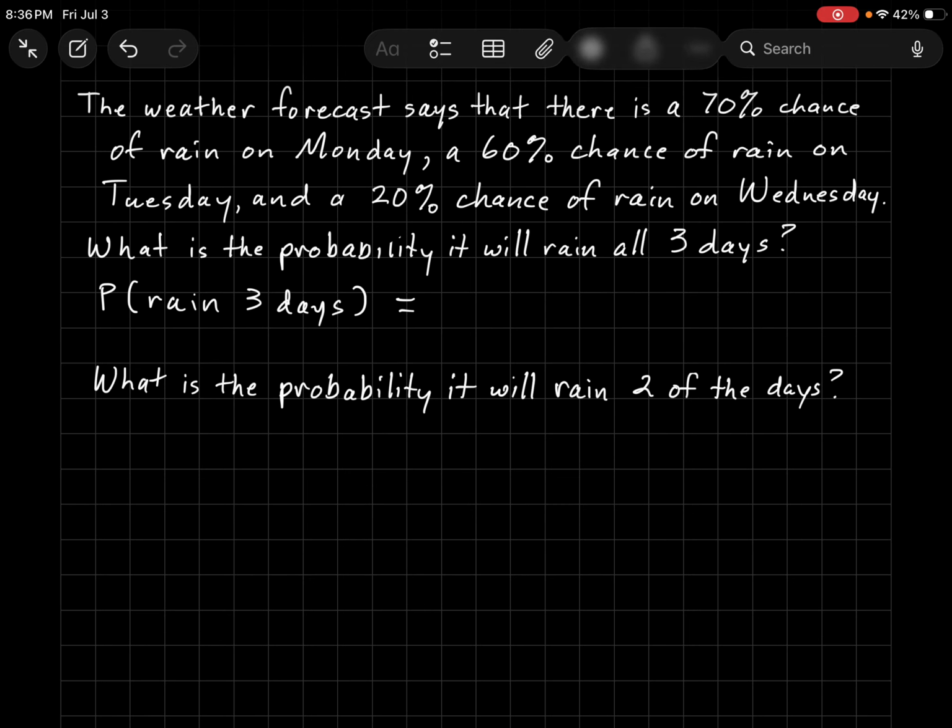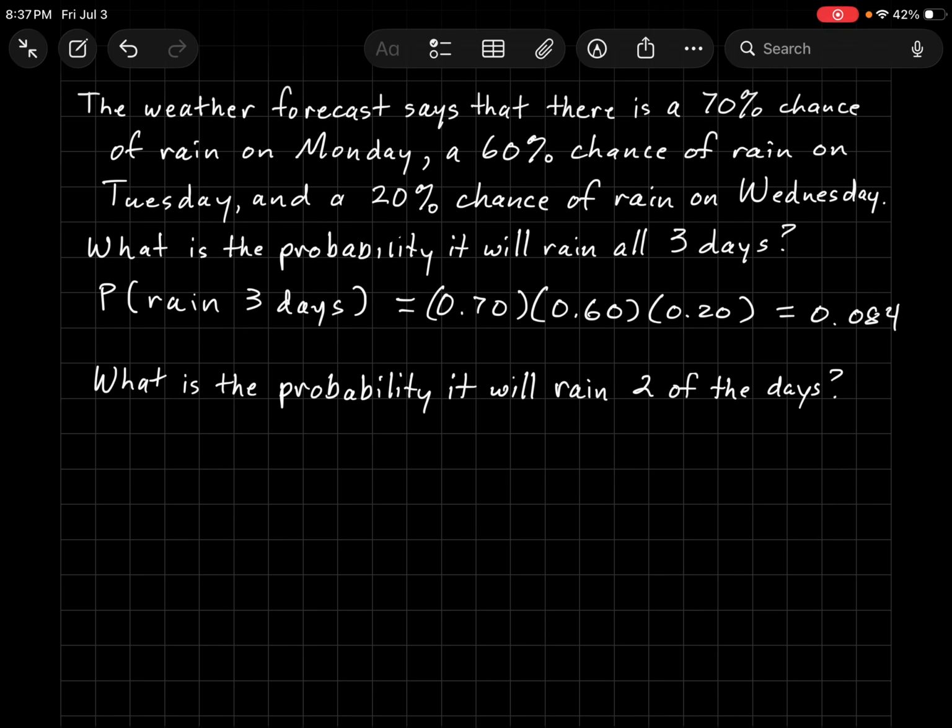Well, we have 3 events, right? 3 choices, which means we should multiply 3 things together. And of course we will. It's the probability that it rains on Monday times the probability that it rains on Tuesday times the probability that it rains on Wednesday. And once again, the numbers I put are in order so I know what's going on. So we get 0.7 times 0.6 times 0.2, which equals 0.084. It's about an 8.4% chance it'll rain all 3 days.